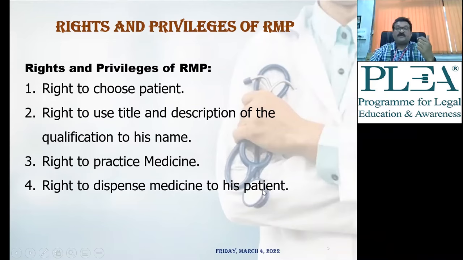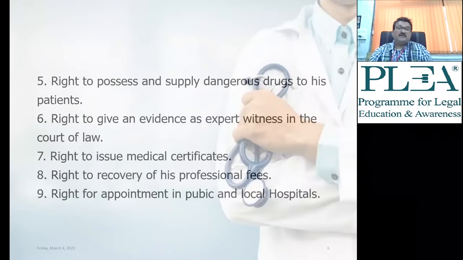Fourth one is the right to dispense medicine to the patient. You can see in any daycare unit or with the general practitioner where people go, usually he will dispense some medicine from his side, and he may give a prescription for the medicines which he may not possess in his clinic. Fifth one is the right to possess and supply dangerous drugs to his patient. There are Schedule H drugs, labeled under the FDA or the nomenclature of the Pharmacy Act, in which some drugs are labeled as dangerous drugs, which he has the right to give to the patient as the condition arises.